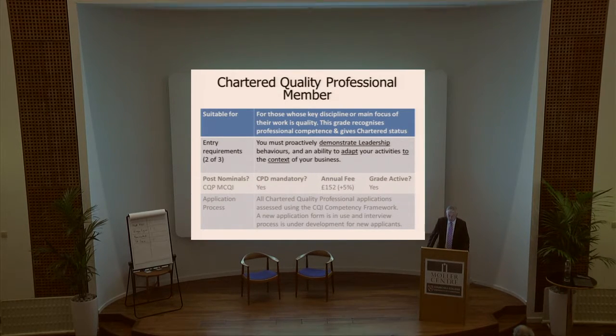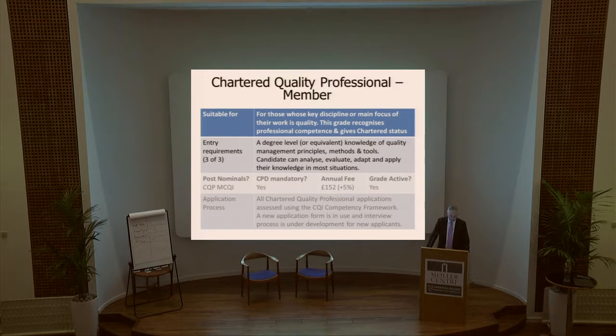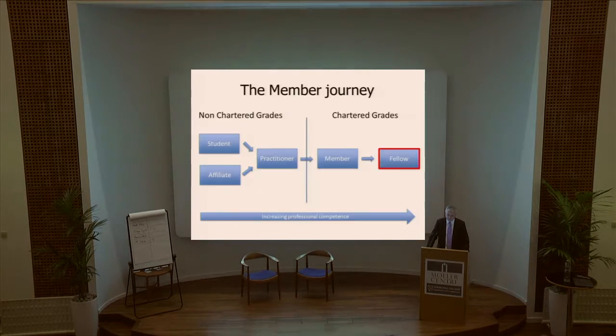Second level of entry requirements, you must be demonstrating leadership behaviours, and we will look for evidence of that, and an ability to adapt your activities to the context of your business. So when you get to chartered member, we're looking for clear evidence of leadership, and clear evidence of understanding the context in which your business operates. And thirdly, we're looking for a degree level or equivalent knowledge of quality management principles, methods, and tools. So we want to make sure that you can analyse, evaluate, adapt and apply your knowledge in most situations. Okay? So actually it's quite a thorough grilling that you're going to be getting at Chartered going forwards.